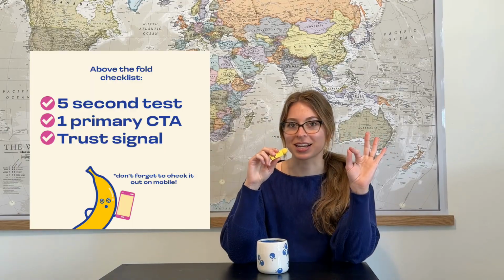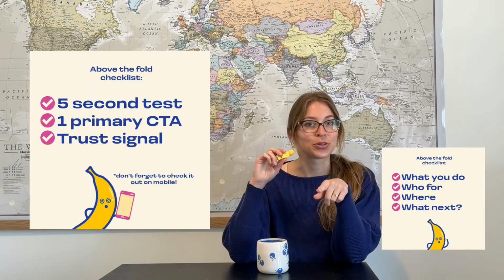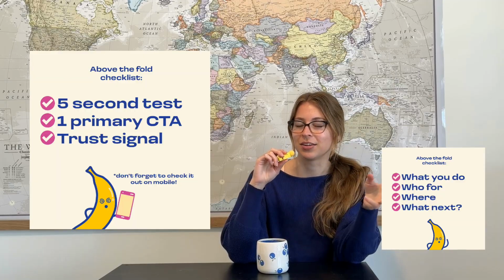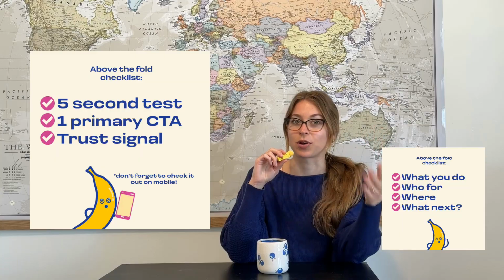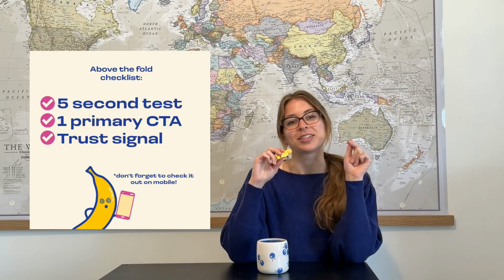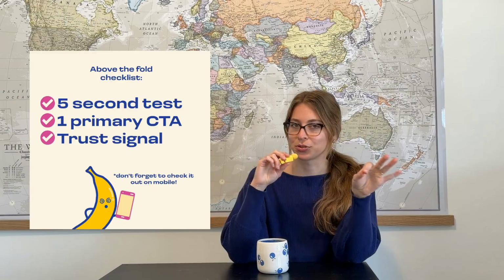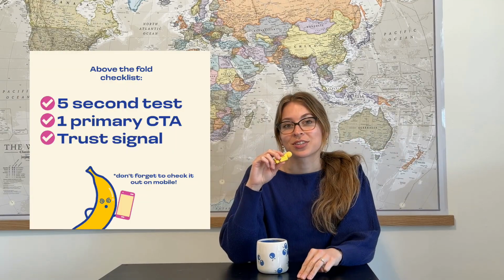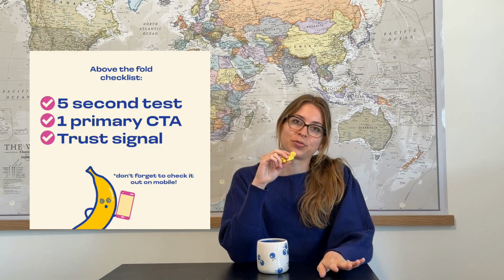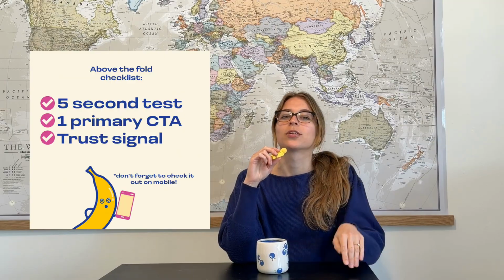Okay, quick recap. Here's your above the fold checklist. Within 5 seconds, someone should be able to answer what you do, who you do it for, where you're located if you're a local business, and what they need to do next. Then you need to make sure your primary CTA is very loud and clear, and it's not too cluttered. 3, add a trust signal very quickly above or right under the fold. And then 4, make sure all of this looks good on mobile, just as good as it looks on desktop or laptop. So go audit your homepage, make the necessary adjustments above the folds.